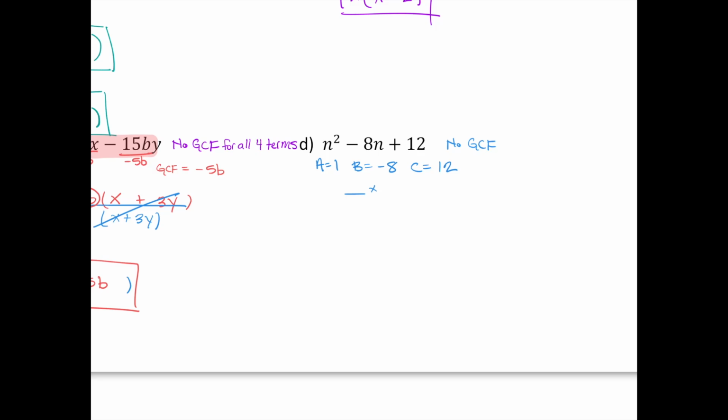We want to find 2 numbers that multiply to A times C, which is 12, but add to b, which is -8. Those two numbers end up being -6 and -2. And then we put those two numbers inside of our double axe, hippo butts. In this case, A is 1. So really it's 1. Oh, and the letter we're using is N. So it's going to be 1N.